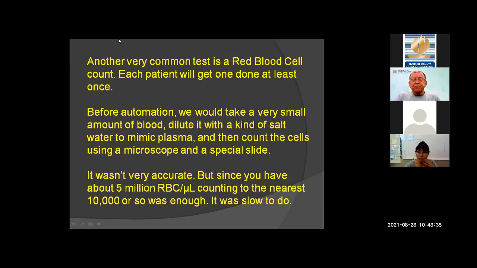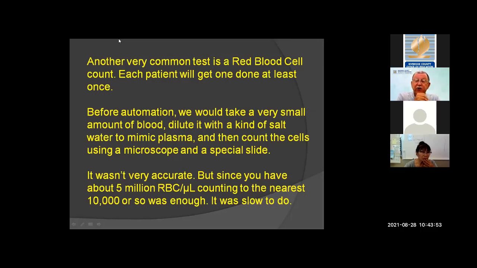For automation, we take a very small amount of blood, dilute it with a kind of salt water to mimic plasma so that the red cells didn't blow up or shrink up or anything else, and then count the red blood cells using a microscope and a special slide. After that, you go back and do the math to bring it back to the original concentration.